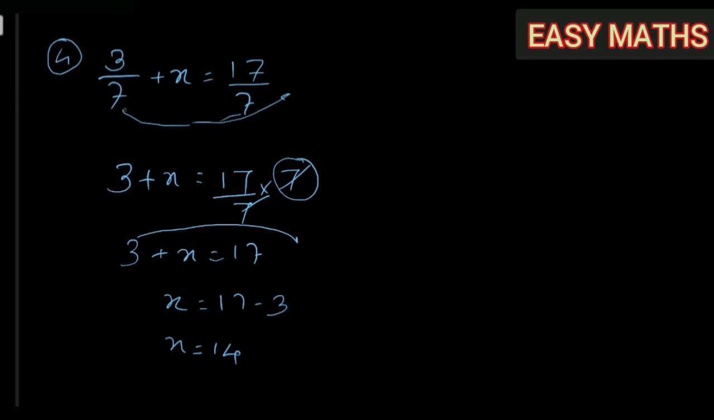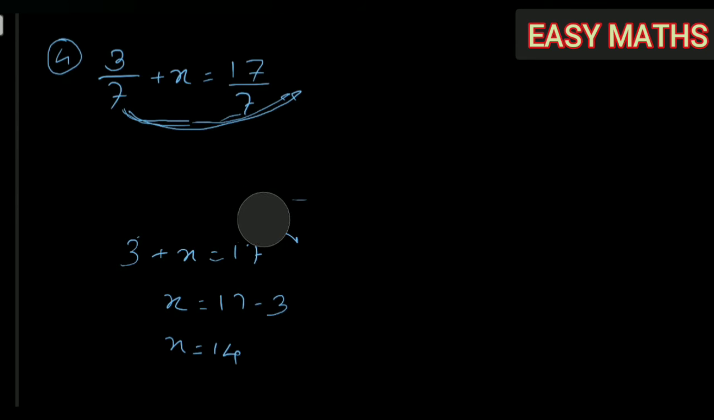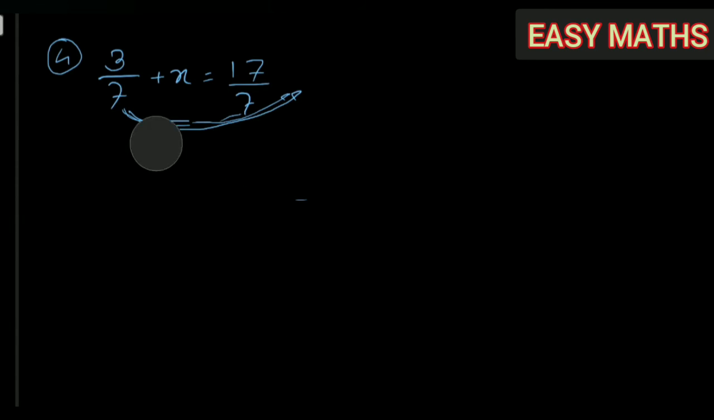What was wrong here? If I take 7 to the other side, this division will become multiplication, but this 7 goes to the other side only if it is dividing the whole term on the left hand side. That means, for example, if it was like this, 3 plus x whole divided by 7, then only this 7 can go to the other side and division will become multiplication. But in this question, that 7 is not dividing the whole term on the left hand side, it is only dividing that 3. So we cannot do it like this.